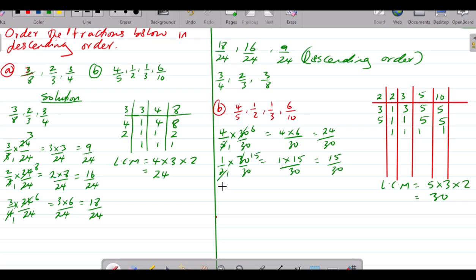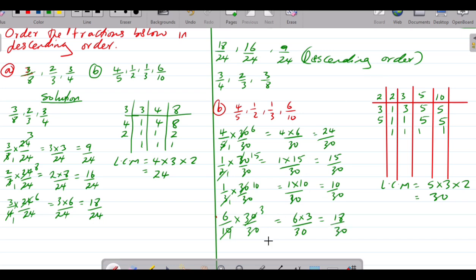The next number is 1 over 3 times 30 over 30. 3 in 3 is 1, 3 in 30 is 10. So we have 1 times 10 over 30. And this will give me 10 over 30. The next one is 6 over 10 multiplied by 30 over 30. This is 1, this is 3, and 3 times 6, that will give me 18. This will be 6 times 3 over 30. This will be 18 over 30.